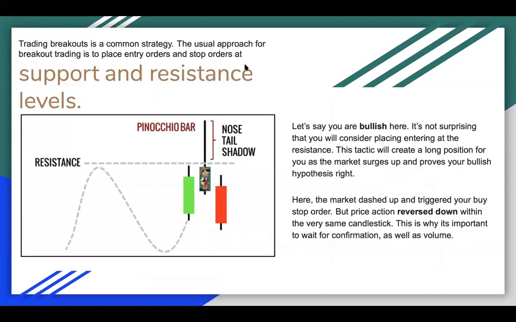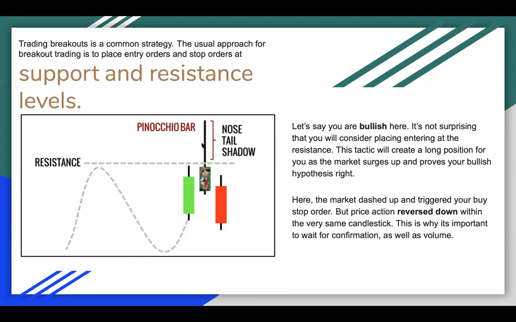Trading breakouts is a common strategy. The usual approach for breakout trading is to place entry orders and stop orders at support and resistance levels. So let's say you're bullish here, right? It's not surprising that you're going to consider entering at the resistance. If it goes up like this, retests it again and then breaks out, that's usually when you would enter the trade, or you can wait for confirmation. This tactic will create a long position for you as the market surges up and proves your bullish hypothesis.